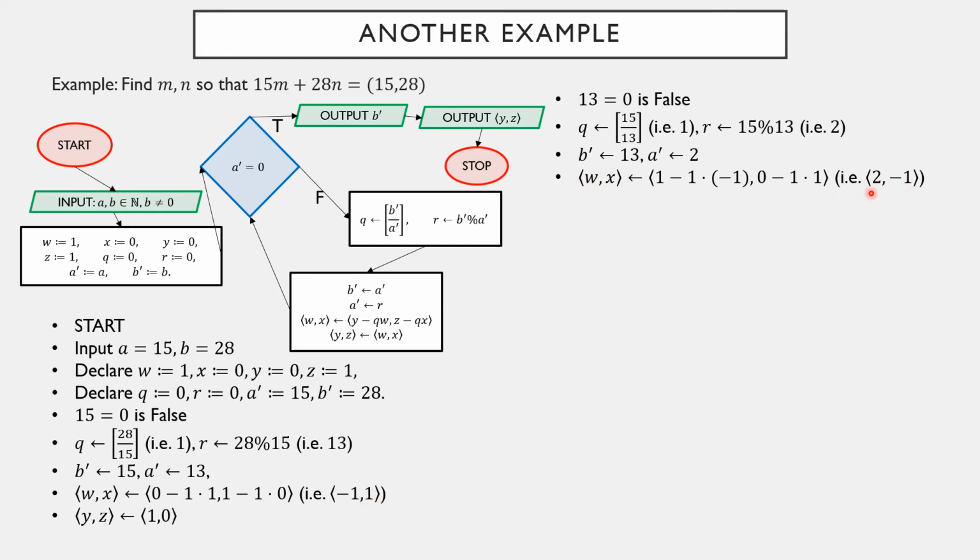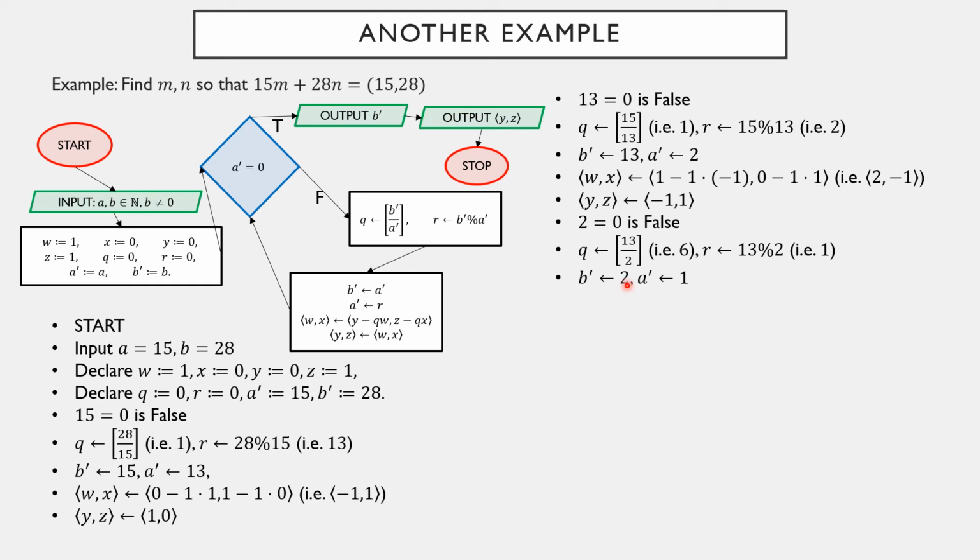So wx is going to be stored as 2 comma minus 1, but first let's take our old value of wx and store it as yz. All right, now a prime is 2, but I'm checking again, is that 0? No, it's not. So now I need to do another quotient and remainder, another step of the Euclidean algorithm. B prime is now 13 and a prime is now 2. So the quotient is going to be 6 and the remainder is going to be 1.